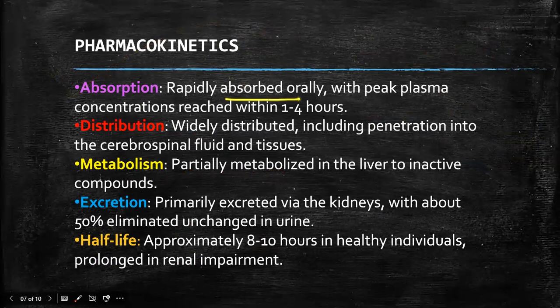Next, pharmacokinetics. Absorption: trimethoprim is orally absorbed very well, with peak plasma concentration reached within 1 to 4 hours. Distribution: it penetrates into the CSF and tissues, a widely distributed antibiotic inside our body. Metabolism: partially metabolized in the liver to inactive compounds. Excretion: primarily excreted by the kidney, with about 50% eliminated unchanged in the urine. So kidney function should be proper for the elimination of trimethoprim.